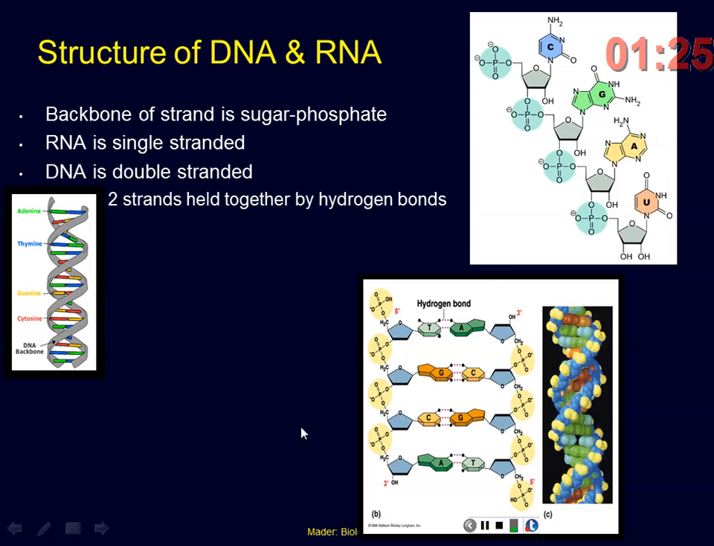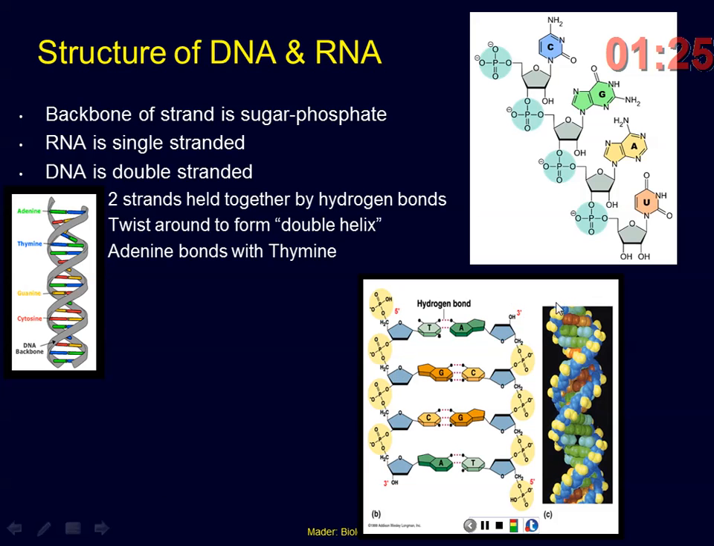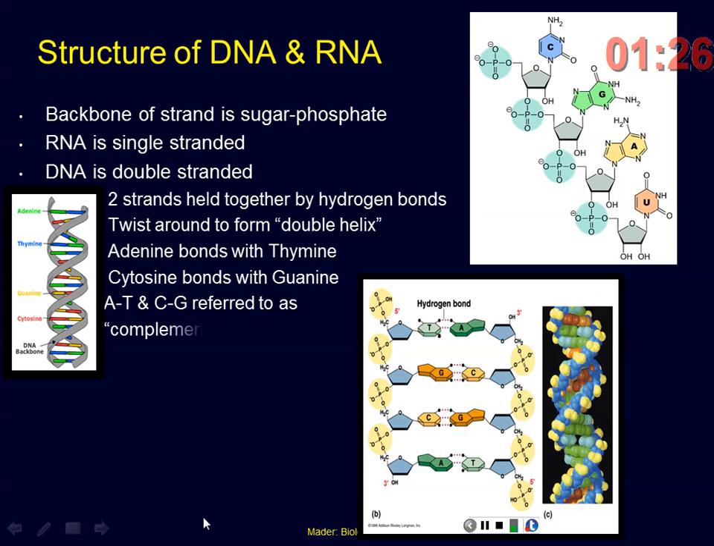But the two strands are held together by hydrogen bonds. They twist to form this double helix that you recognize as that DNA molecule. When they bond together with hydrogen bonds, adenine always bonds with thymine, and cytosine always bonds with guanine. We call that complementary base pairing. So A is a complement to T, C is a complement to G.